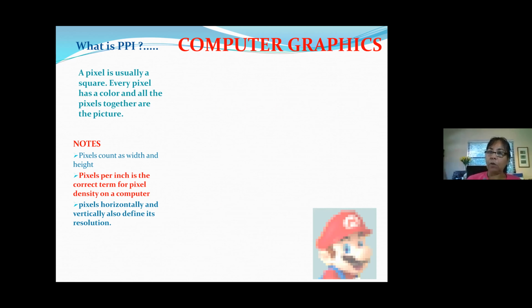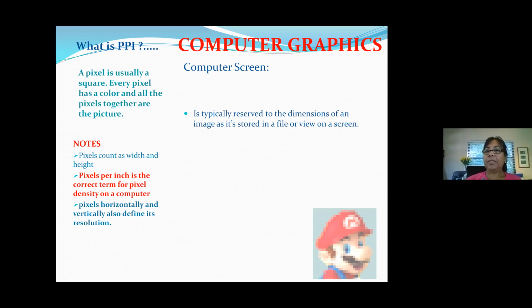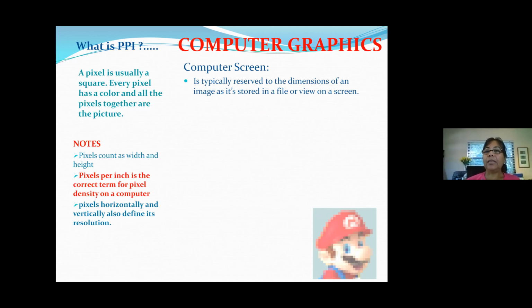So we are talking about computer graphics. On the computer screen, it's typically reserved to the dimension of an image that is stored in a file or viewed on the screen. So you store your image in a folder, yes? And then from there, you can take it and see it on the screen. This image that is on the screen is not the one that is printed on paper. It's different, it's just on the screen.